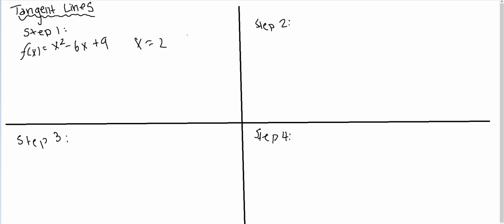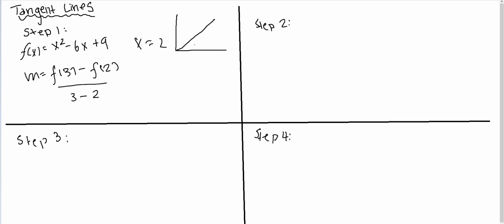Our first step involves finding the slope of the secant line, or the original slope of the function, and that's given by m is equal to f of 3 minus f of 2 over 3 minus 2. This is the same thing as having a function and wanting to find the slope of the line at x equals 2, and this would be 3 and this would be 2. We take the difference between the two x coordinates and the difference between the two y coordinates to find the slope of the line. Similarly, we're going to do this to find the slope of the secant line.